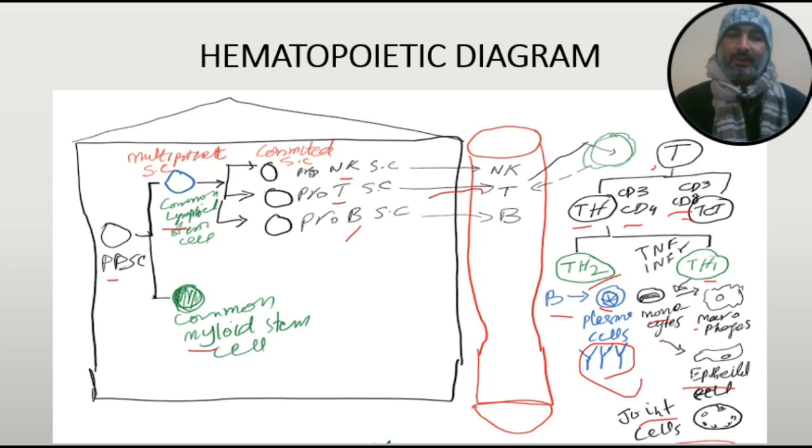So in this lecture I will discuss these three specialty types of cells: natural killer cell, T cell and B cell. First I will discuss T cells, then B cells, and at the end I will discuss a few points about the natural killer cells. So let's begin.